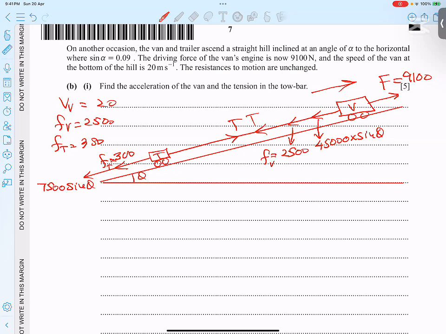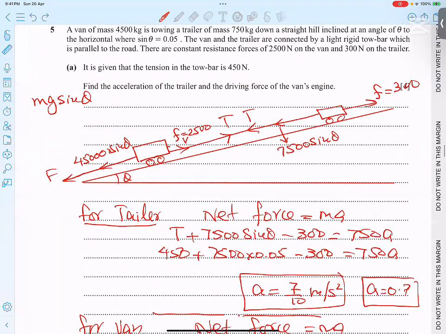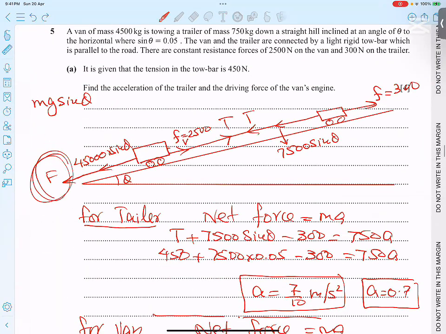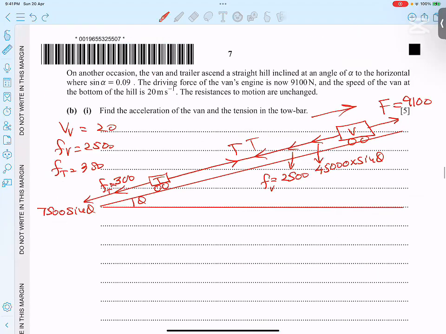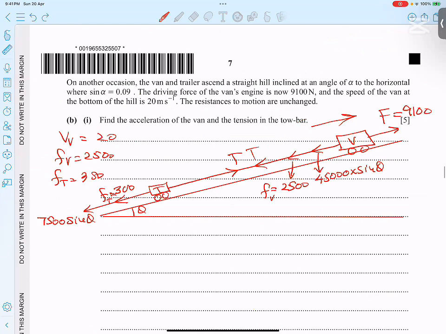As usual, this time we have to find acceleration. So first of all, I'm starting from the previous question, students. You see, the force was not given, so I did not start from the van; I started from the trailer. But for this part, which I'm going to do now, I'll start from the van. I hope you got the point. So let's try to do it.